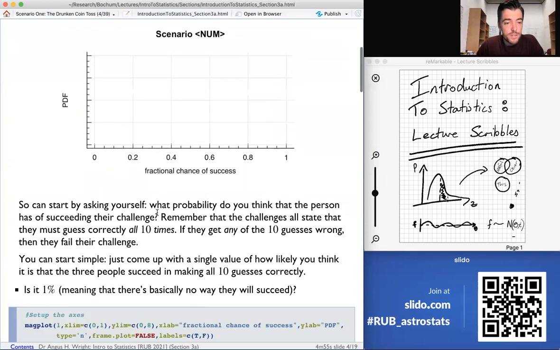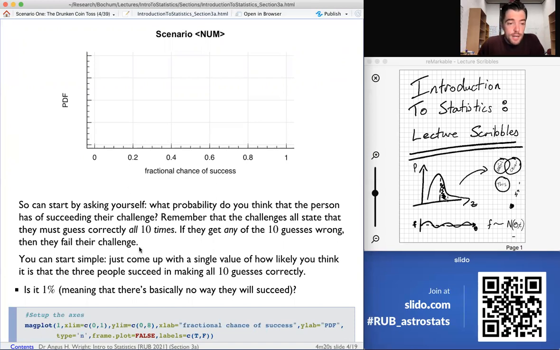Okay, so what we're going to do is we're going to start by asking ourselves, what probability or what chance do you think each person in these 3 scenarios has of succeeding at their challenge, bearing in mind that the challenges all state that they have to correctly guess all 10 outcomes. Okay, this isn't a question of whether or not they'll get 1 right or 3 right or 7 right. It's a simple binary choice of they get all 10 or they don't get all 10.